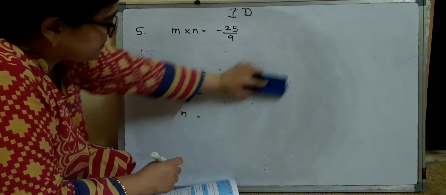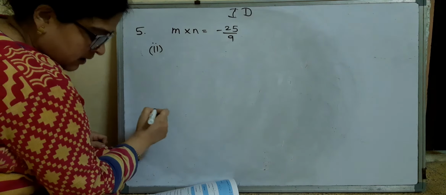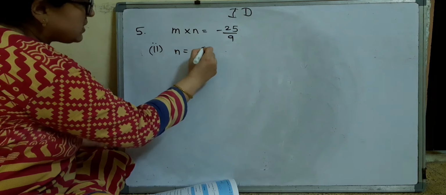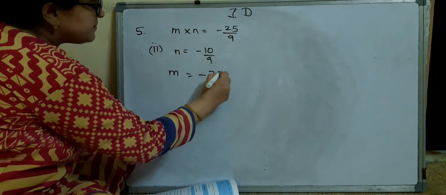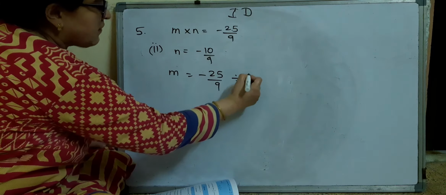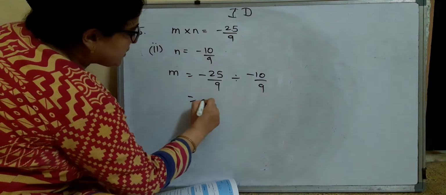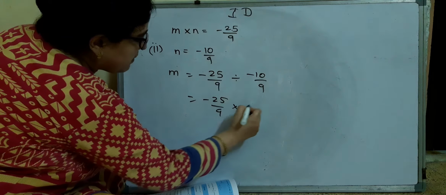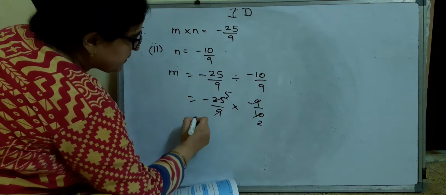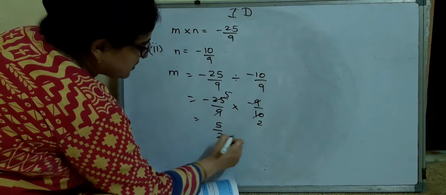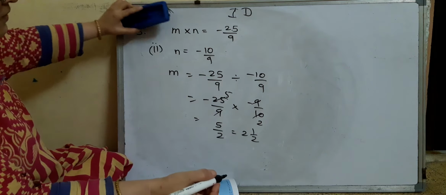Then the second sum: N is equal to minus 10 upon 9. So N is equal to, first write the product. Always write the product first. Then divide sign, minus 10 upon 9. Now the reciprocal of this: 25 upon 9 multiply by minus 9 upon 10. Right? 9 ones are 9, 5 twos are 10, 5 fives are 25. Minus minus plus, 5 upon 2, that is 2 1 upon 2. Then this is completed, fifth.